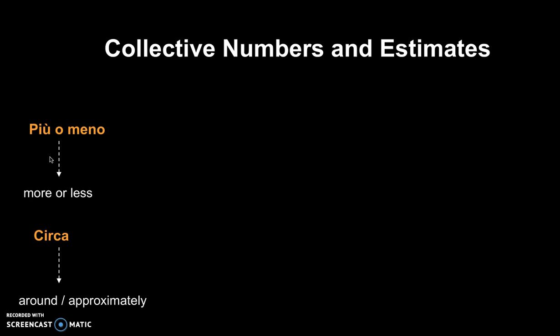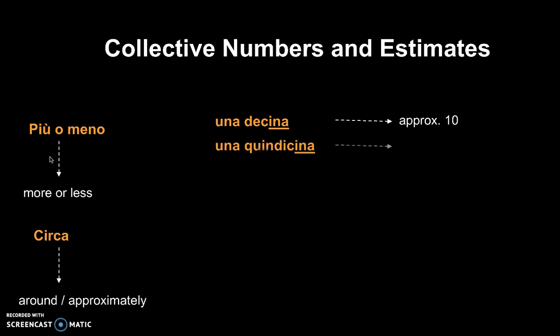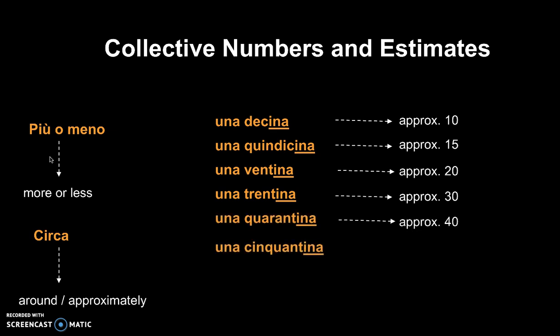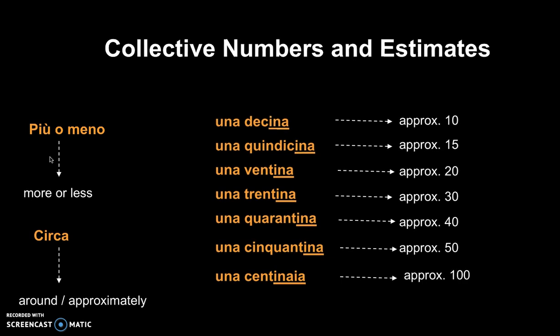However, you could also use what's known as collective numbers. These are numbers with a special ending that indicate approximate value. So una decina, approximately or around about 10. Una quindicina, approximately 15. Una ventina, approximately 20. Una trentina, around 30. Una quarantina, around 40. Una cinquantina, approximately 50. And it continues until una centinaia, approximately 100.